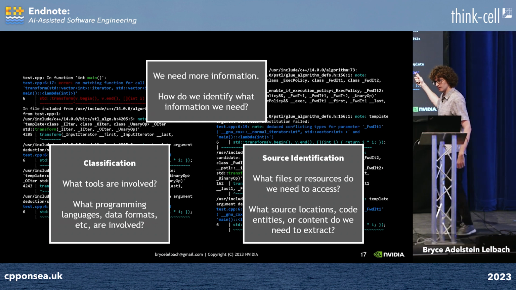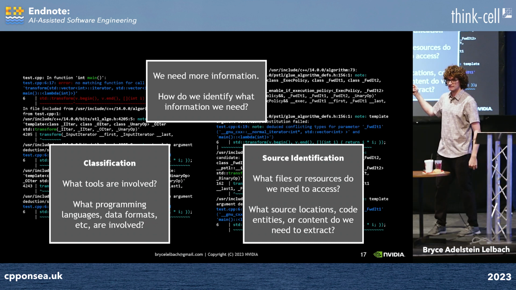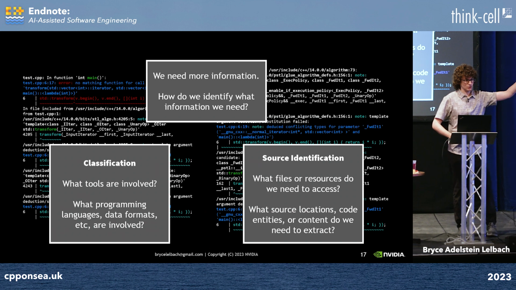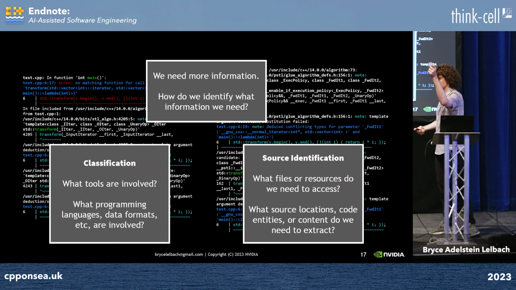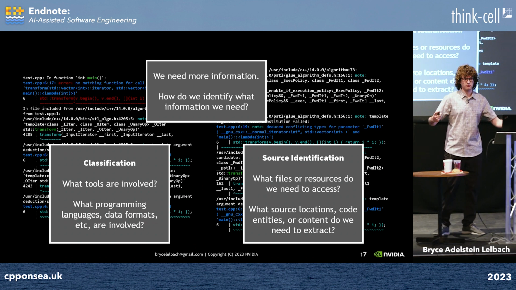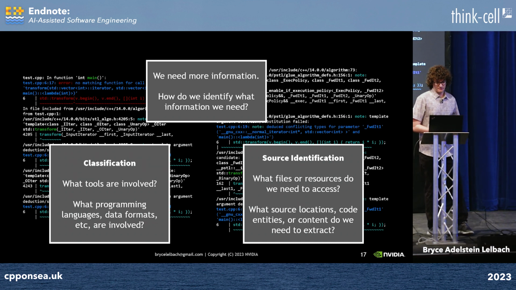Often when I get a compiler diagnostic like this, I'll look at the first couple of source locations, and then I'll open that up in my IDE and look at that code. And maybe looking at that code will tell me that I need to look at some other code. I think this is a process that most of us are probably familiar with to some degree.